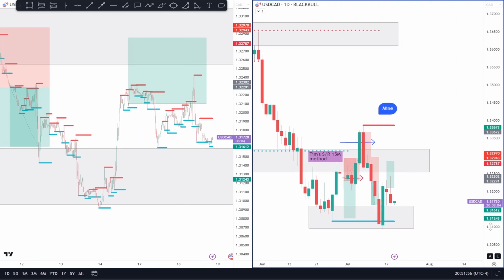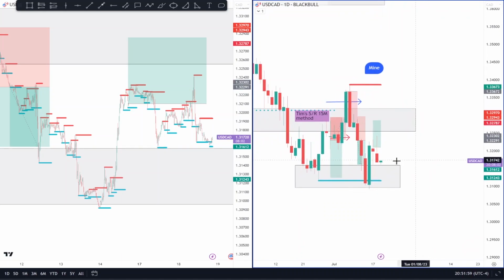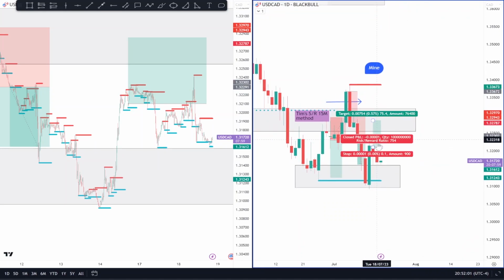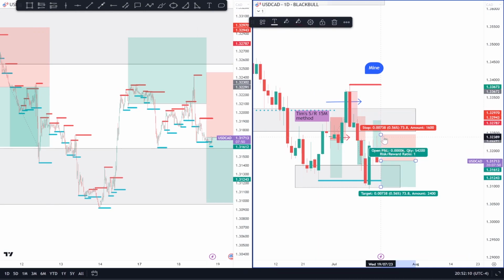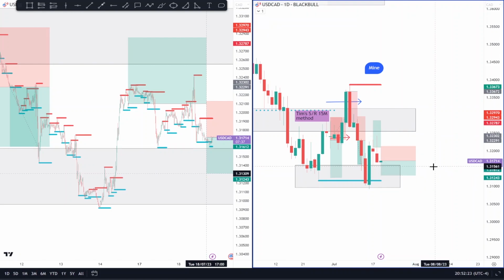Now we do have a strong candle, as you can see, strong bearish candle with a strong rejection wick. So we're gonna take this on the way down, this current location, 1-to-1 ratio, and we'll see how it goes.